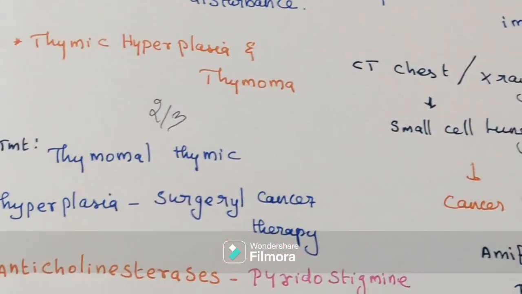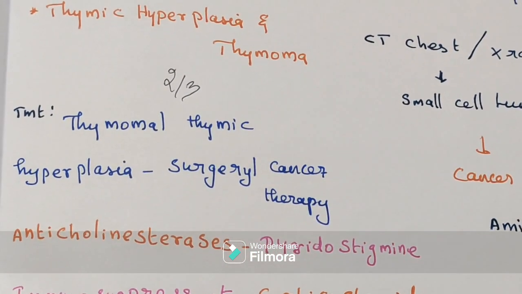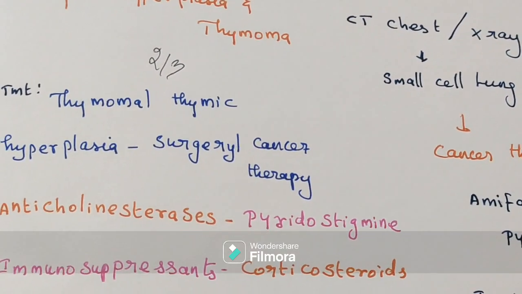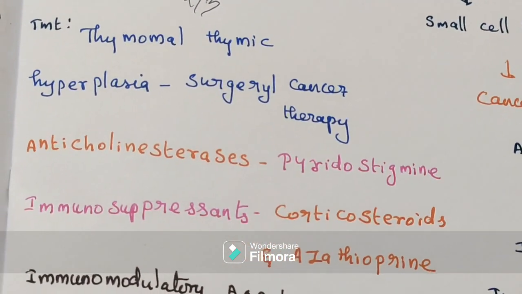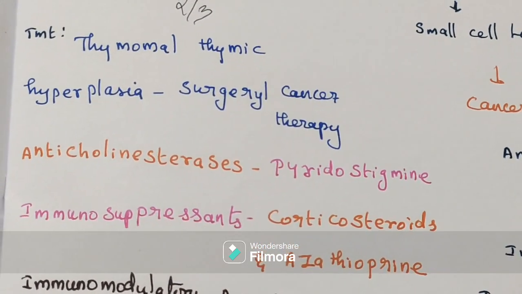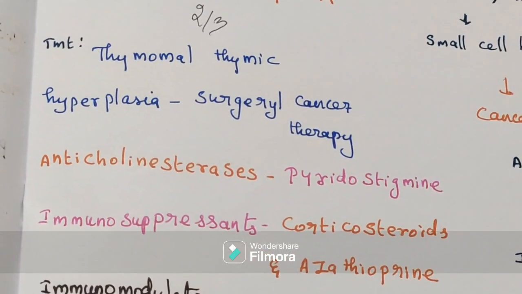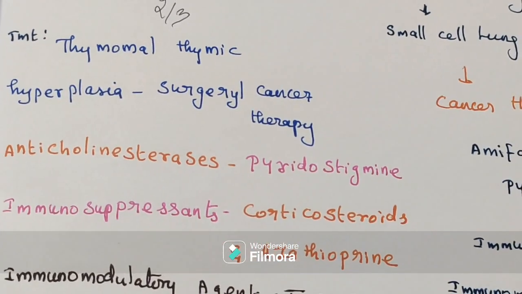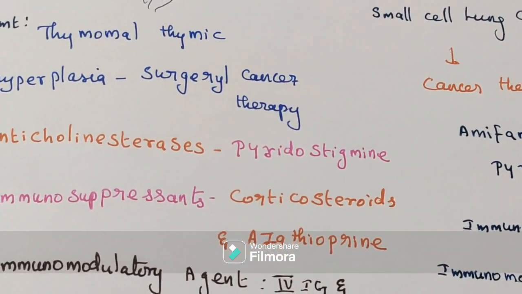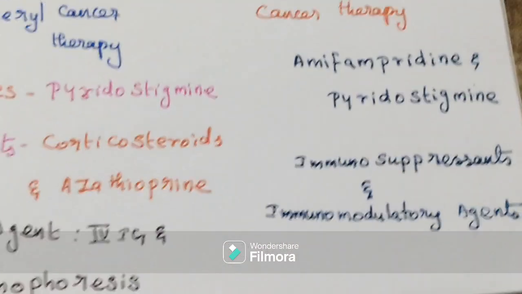carcinoma. Finally, treatment of these two conditions: if the disease is due to a thymic mass or lung cancer, treat the cancer. Myasthenia gravis can be treated with anticholinesterase therapy like pyridostigmine, immunosuppressants like corticosteroids, azathioprine, and immunomodulatory agents such as IVIG and plasmapheresis.